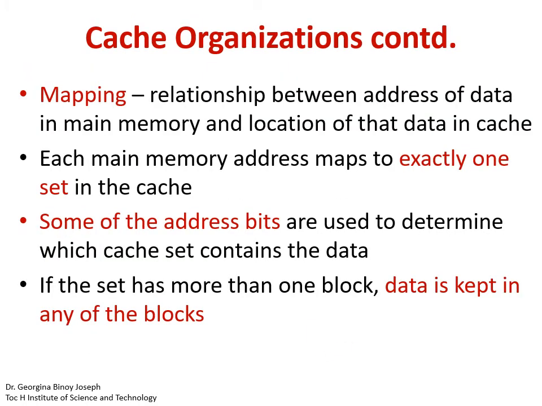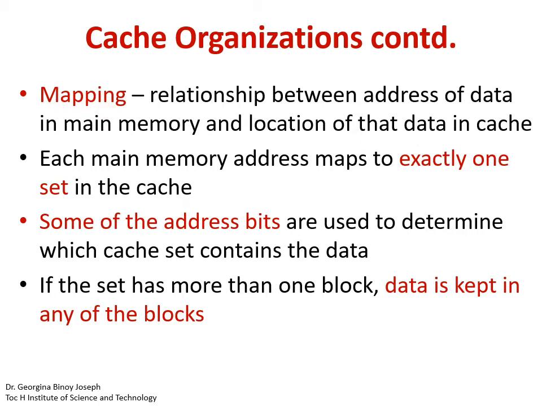Now, a very important term is called mapping. Mapping is the relationship between the address of data in the main memory and the location of that data in cache. We said that in the main memory there is data and a subset of that data is available in the cache for immediate use by the processor to make the access times low. Fast, it wants to get the data, so a subset of the data is there in the cache. So there should be a relationship between the address of the data in the main memory and the location of the same data in the cache, and that relationship is called the mapping.